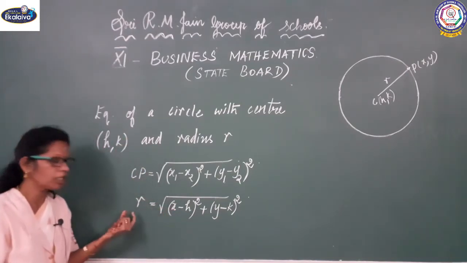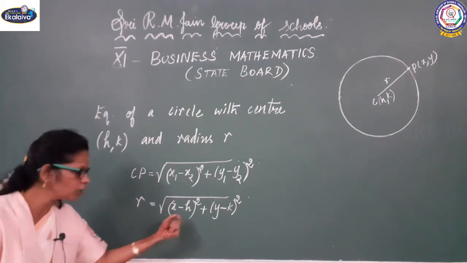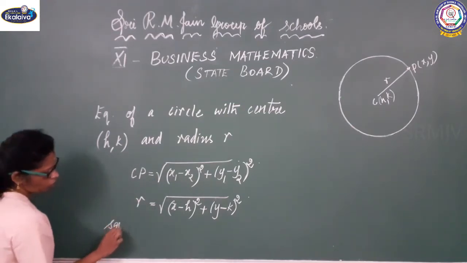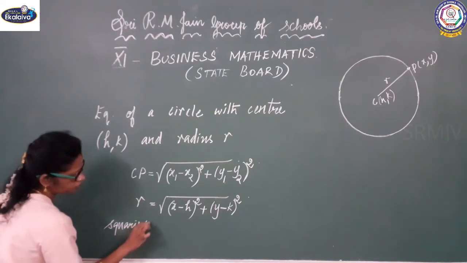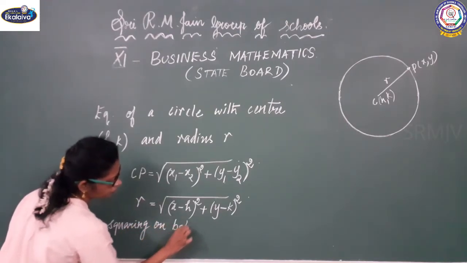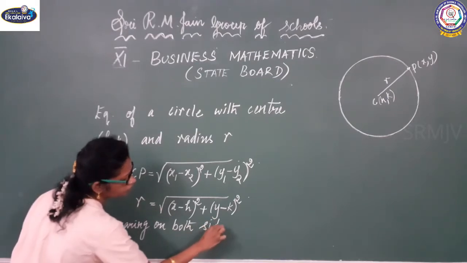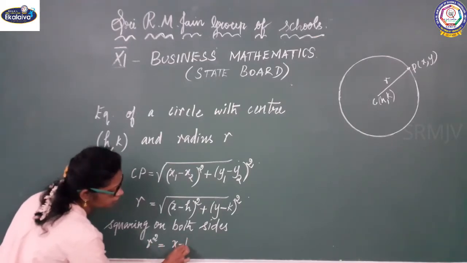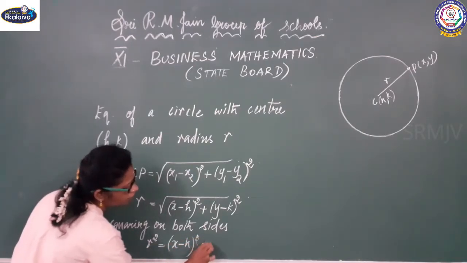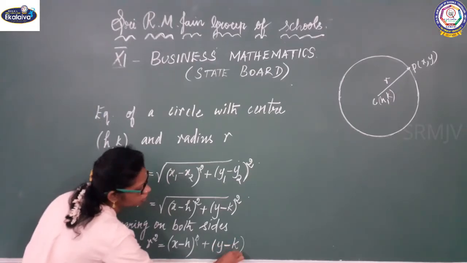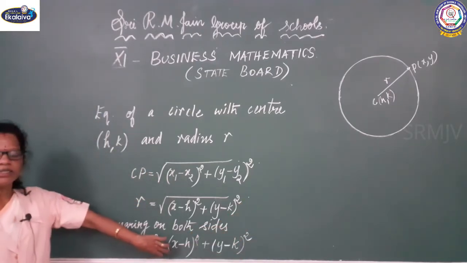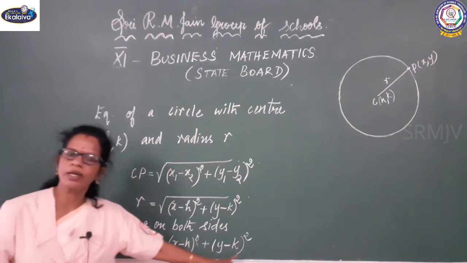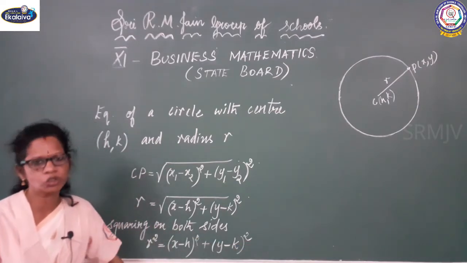Here the square root is there, here only a variable is there. For removing the square root you want to do squaring on both sides. Then what can you get? R square equals x minus h the whole square plus y minus k the whole square. This is the equation of a circle: x minus h the whole square plus y minus k the whole square equals r square.